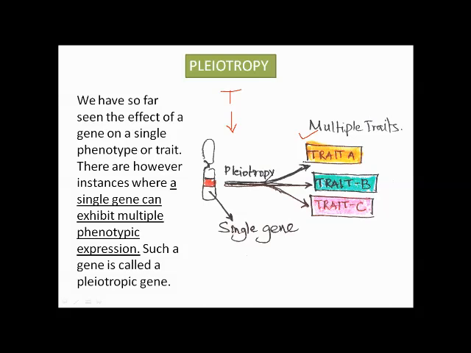But here we find a differentiation. What is that? A single gene is responsible for multiple traits. So we have seen so far the effect of a gene on a single phenotype or trait. There are, however, instances where a single gene can exhibit multiple phenotypic expressions. Such a gene is called a pleiotropic gene.